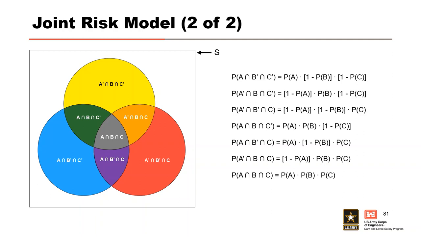For example, when there are three potential failure modes, seven unique failure events must be evaluated. How to calculate the probability of each of these events is shown to the right. These probabilities can then be summed to get the total probability, the same total probability that would be calculated using De Morgan's rule.